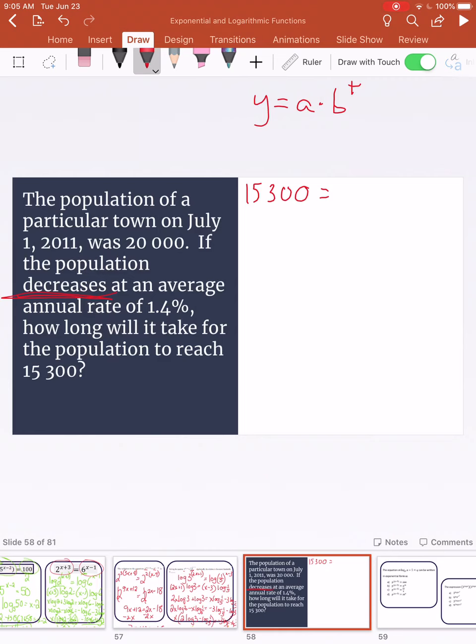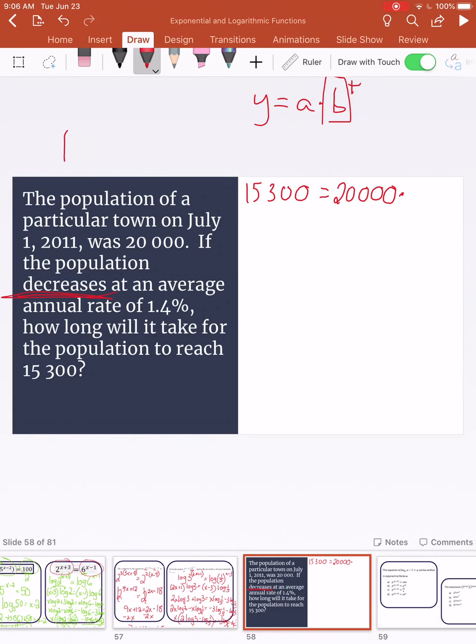The initial population is 20,000, so my a value would be 20,000. Now the b value always represents how much you're increasing or decreasing by. When you're working with percent, if you're increasing, you'll add to 100%, because 100% would be, if you're 100% of something, that means it just stays the same. Okay? If you're decreasing, you'll subtract from 100%. So because we're decreasing, we're going to take 100% and subtract 1.4%. Okay, and then we'll type that in our calculator and we end up with 98.6%.